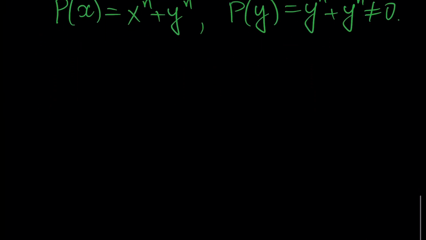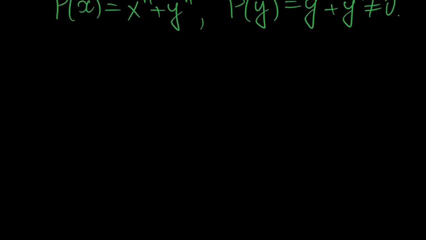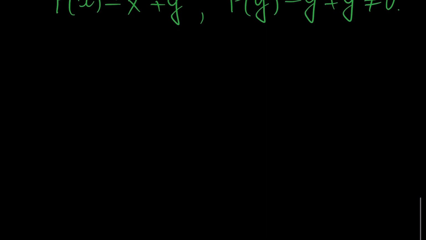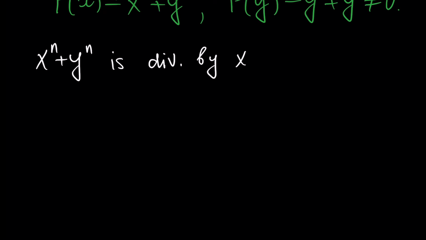Let's do it. The first case: x to the power n plus y to the power n is divisible by x plus y when n is odd.